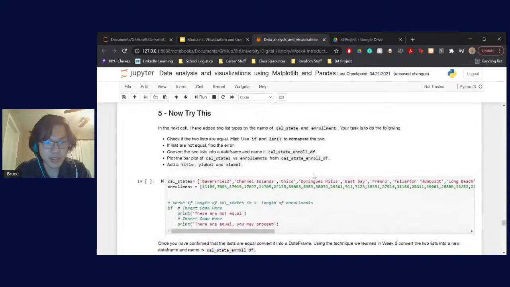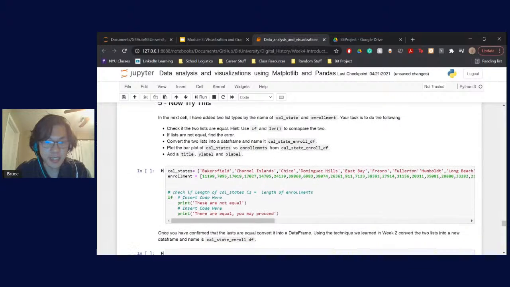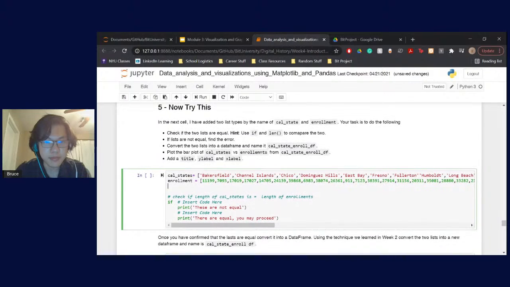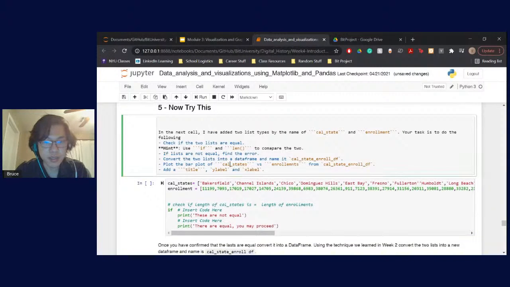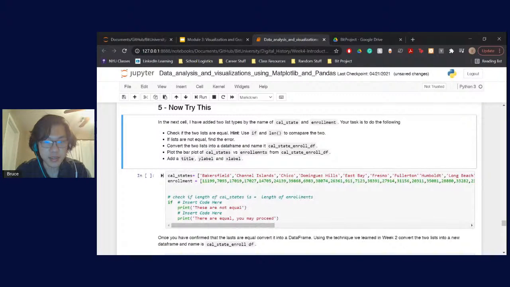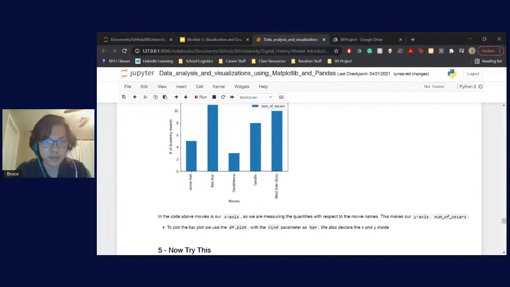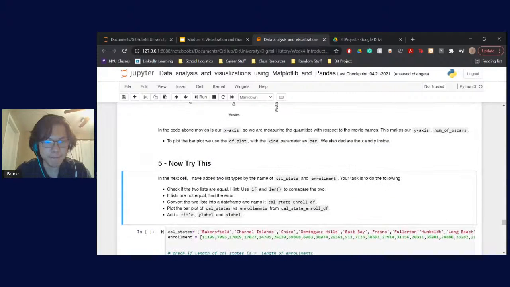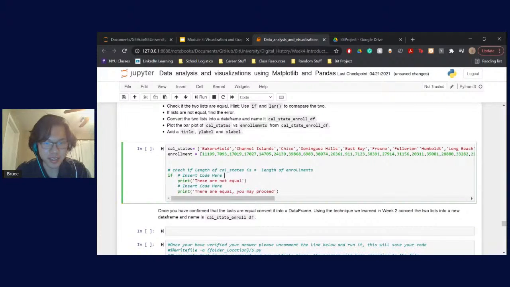As for the bar plots, okay. So here we have, check the two lists are equal. Yikes. Convert the two to data frames and call it cal state and roll. Okay. All right. Fair enough. So let's check if they're equal.